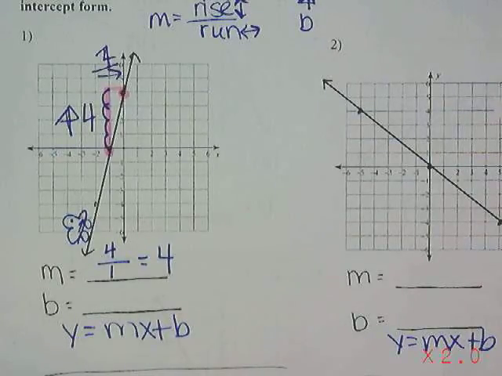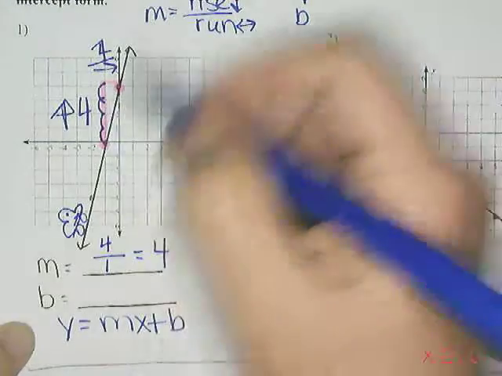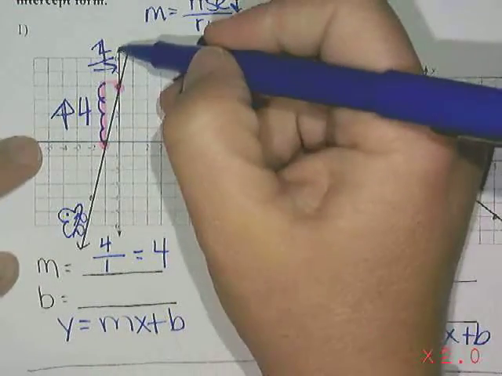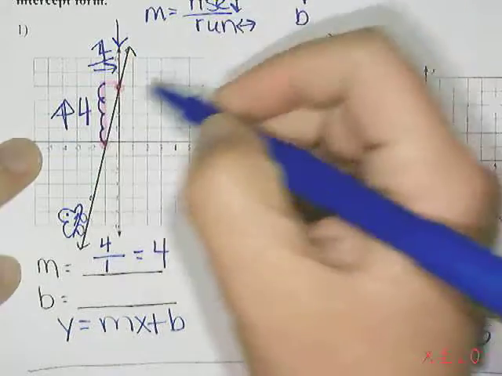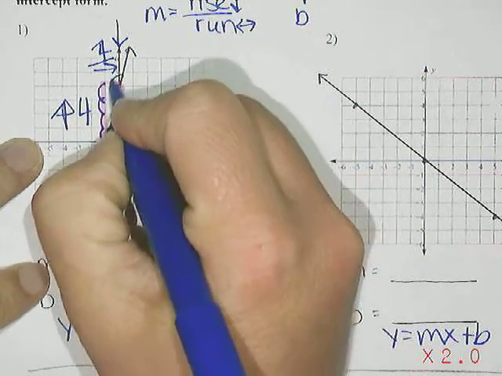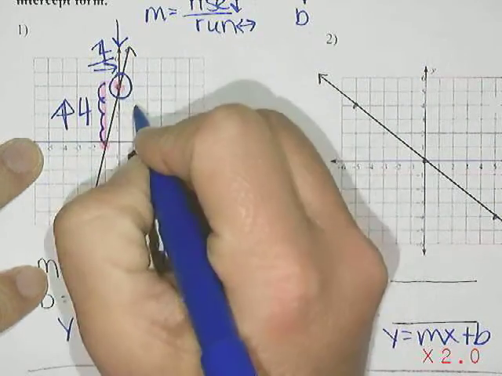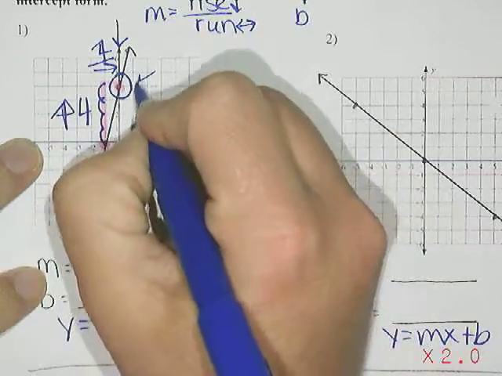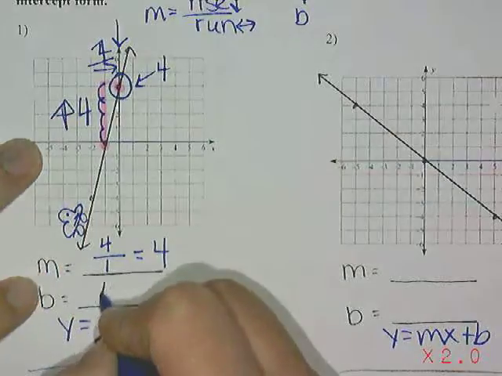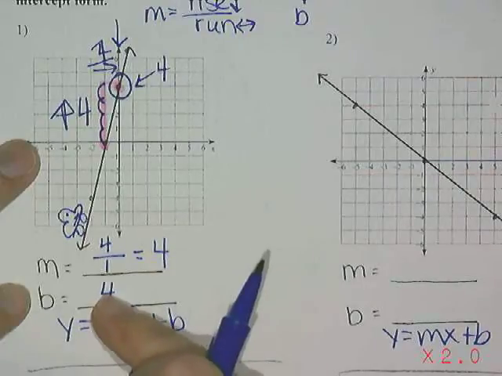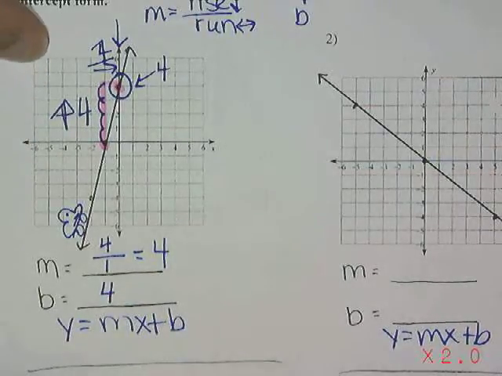Now, when we're trying to find the y-intercept, what you're going to do is look at where it actually crosses the y-axis. This one right here is the y-axis. It crosses right here on this number, and that number is 4. Now, ironically, both of these are 4. This is not going to happen in every situation.